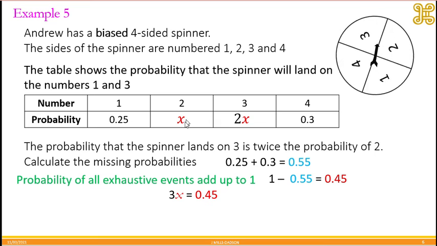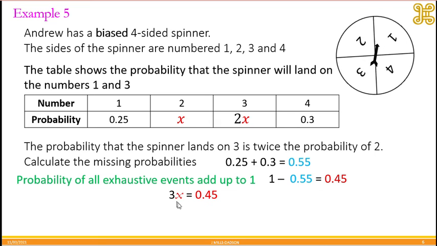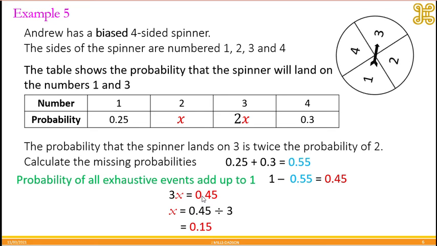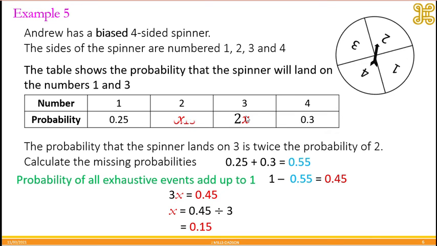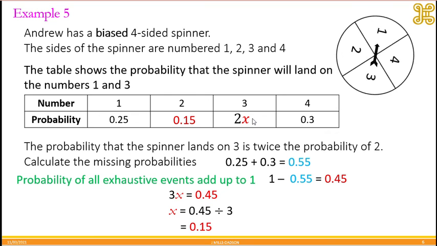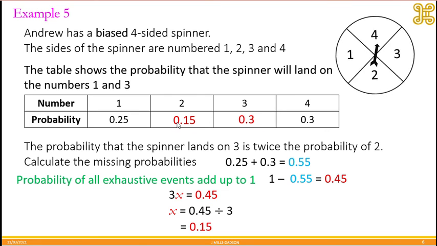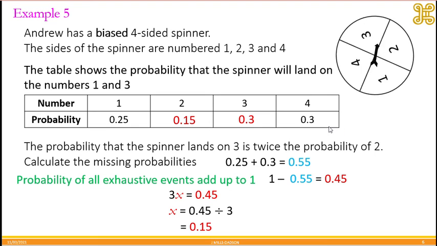If I know what x is, I will know what 2x is. And to find out what x is, it's a simple equation. Divide both sides by 3. So x will be equal to 0.15. So knowing x is 0.15, double 0.15 to get 2x, and that will give us 0.3. And if you add all back, you should get 1.